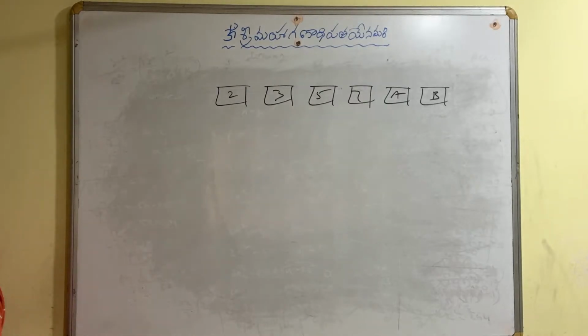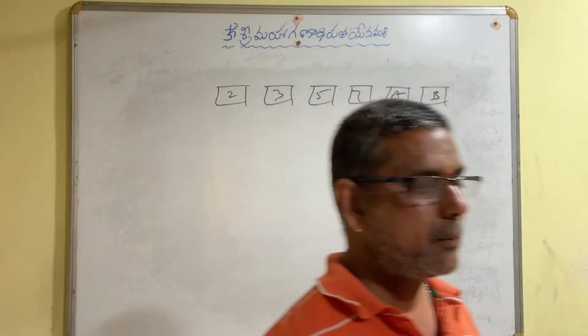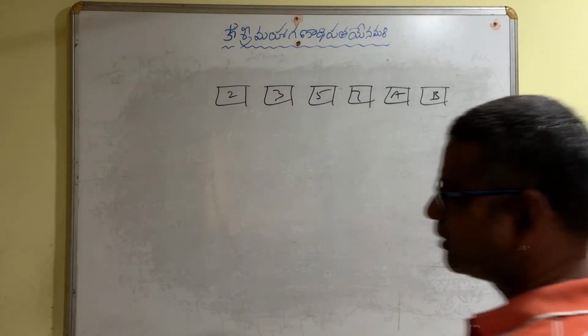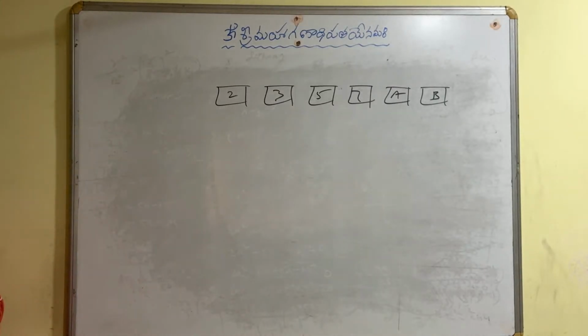Next question. Find the probability of getting a consonant. What is the consonant over here? Consonant is letter B, na? Letter B is consonant and letter A is vowel. So only one. So 1 by 6. And last question.